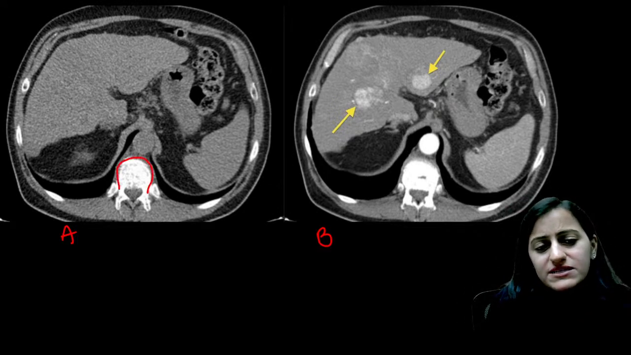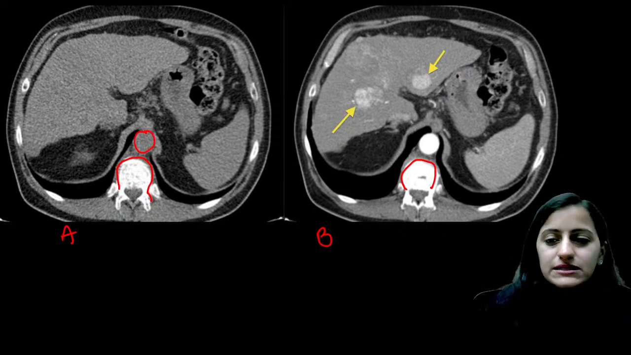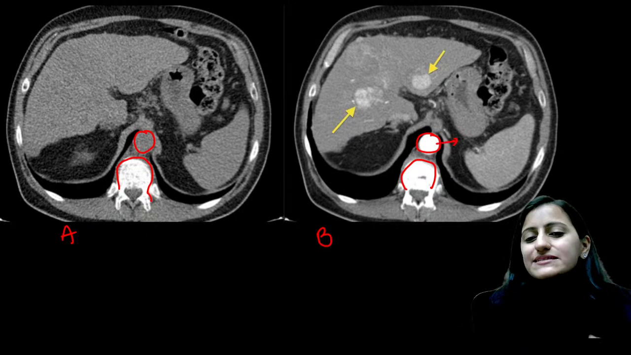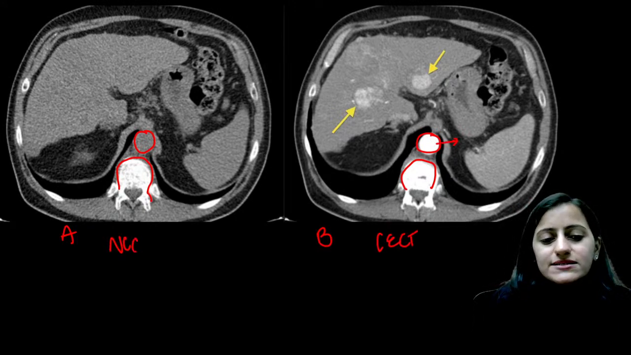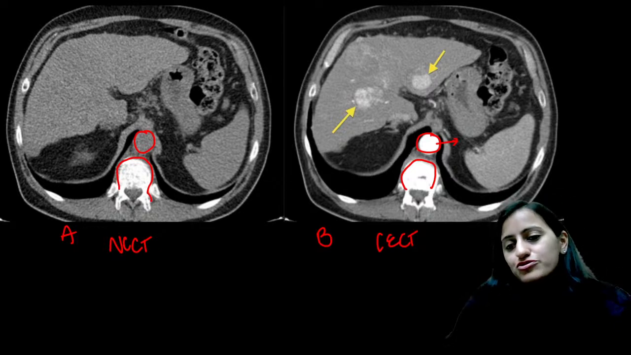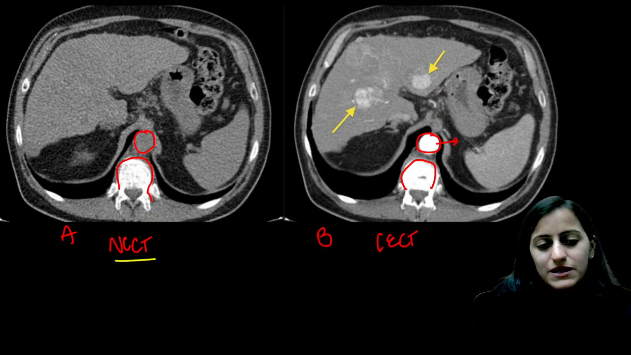In both of them, you see that the vertebra, the bone, is white. It is a CT scan. Look at the aorta. The aorta is white here, so it's a contrast enhanced CT. The aorta is not white here, so it's a non-contrast CT. That is the difference between the two.